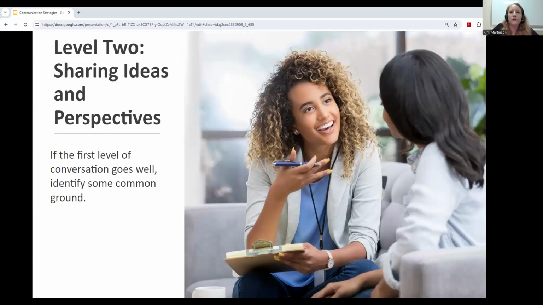Okay, so level two, sharing ideas and perspectives. If the first level of conversation goes well, the parties should feel comfortable with each other and have identified some common ground. Now it's time to move a bit beyond general facts and share different ideas and perspectives. It is important to note that not all personal experiences are appropriate to share at this level. For example, it's fine to share that you like cross-country skiing and that you just went to Europe, but you may want to leave out the fact that you took out a personal loan to do so.